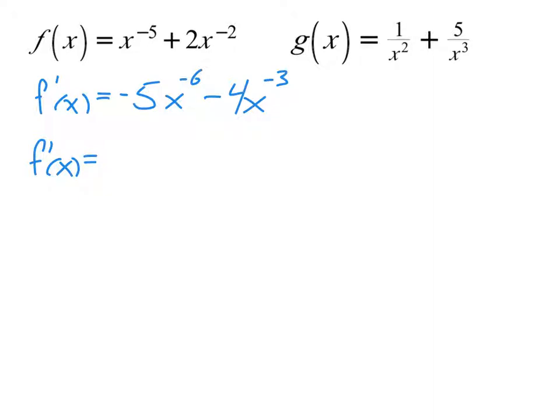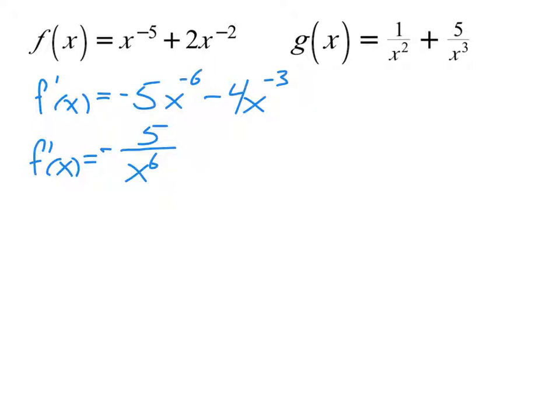So for this negative 5x to the negative 6, the x to the negative 6 means like 1 over x to the 6. So that x to the 6 goes onto the bottom. Now the negative 5, the 5 does not have a negative exponent on it, so it just goes on top. And because it's a negative, I'd write the negative in front of the fraction. If you wrote it as a negative 5 over, it also works. It's just not quite as neat.